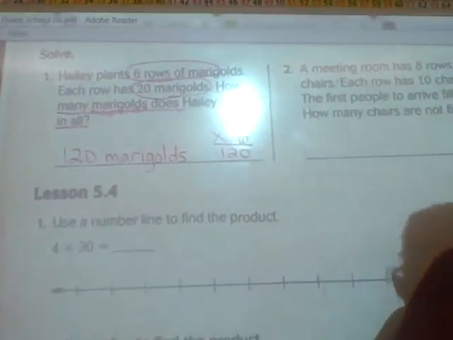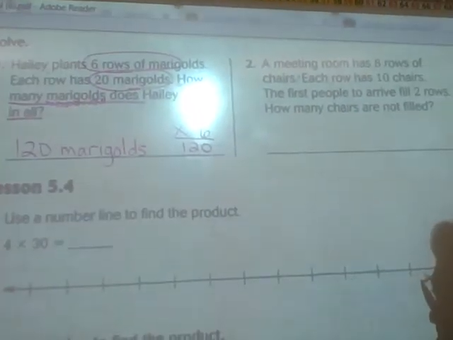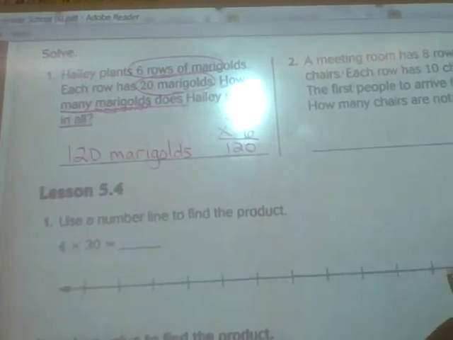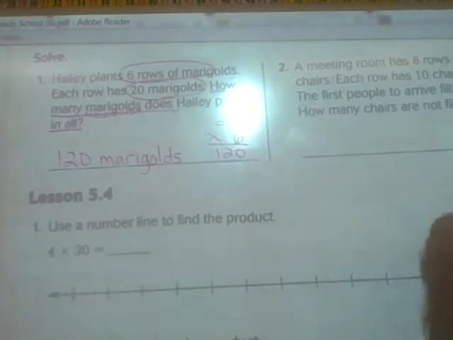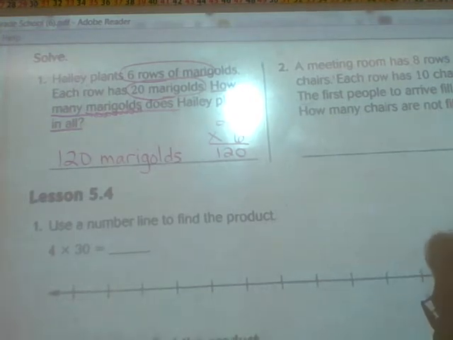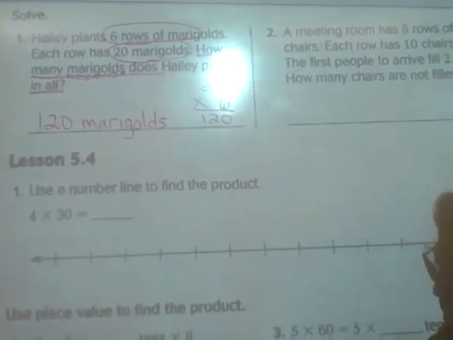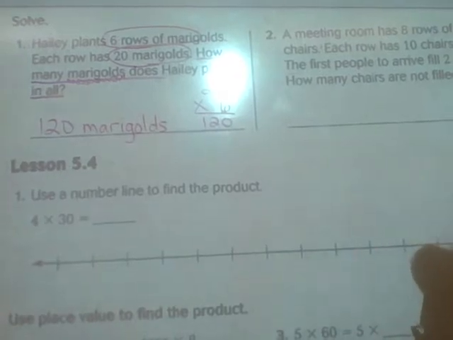zoom out a little bit, the best way we can zoom out. Goodness.